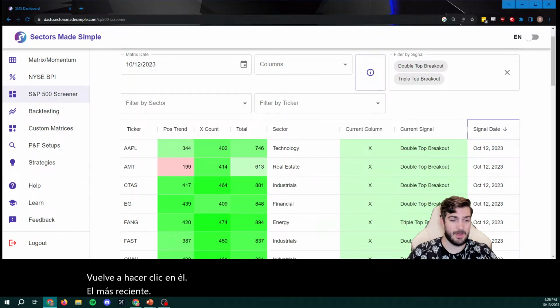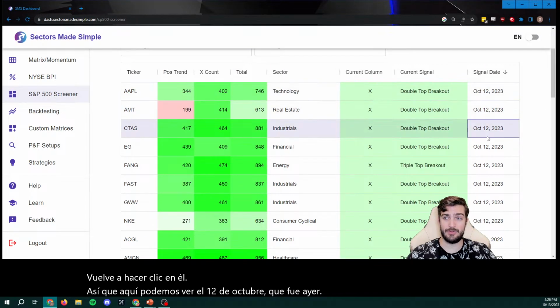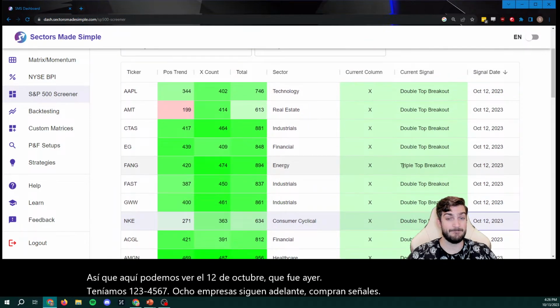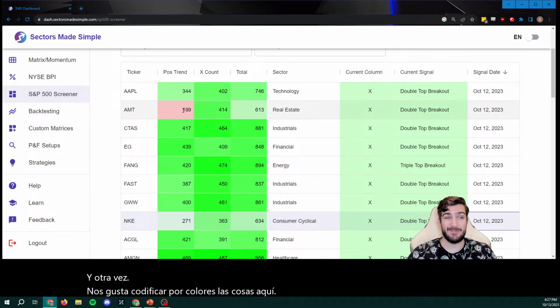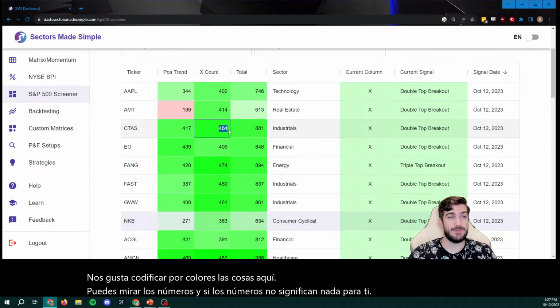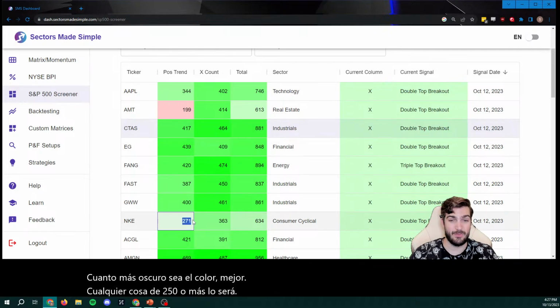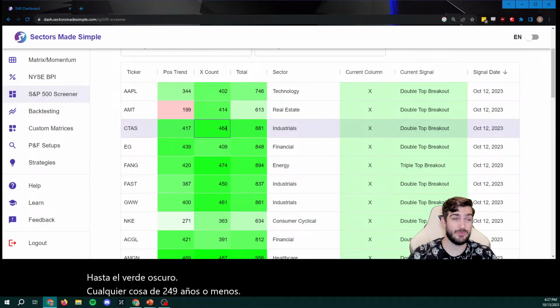So here we can see on October 12th, which was yesterday, we had 1, 2, 3, 4, 5, 6, 7, 8 companies go on buy signals. Pretty cool, right? And again, we do like color coding things here. You can look at the numbers, and if the numbers mean nothing to you, the darker the color, the better. Anything 250 or above will be background white all the way to dark green. Anything 249 and below will go from white background to darker red backgrounds.